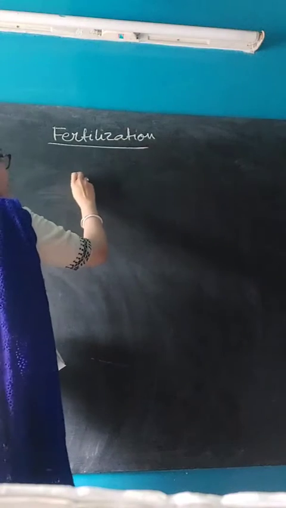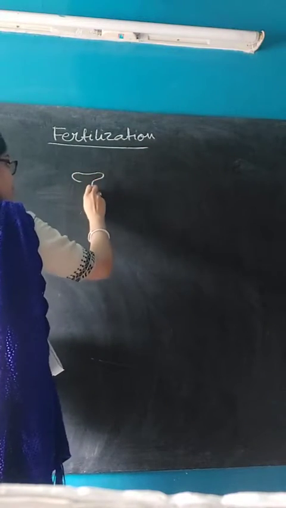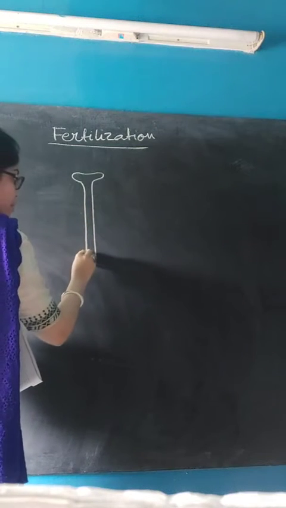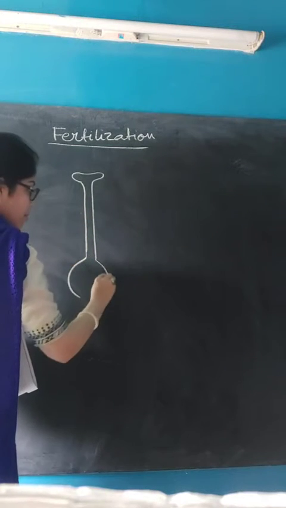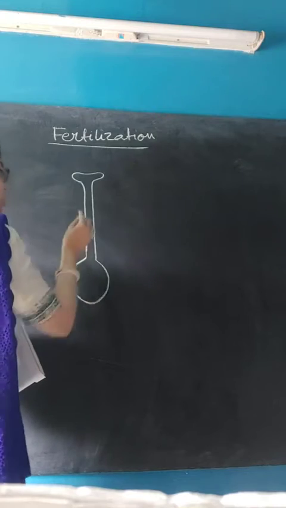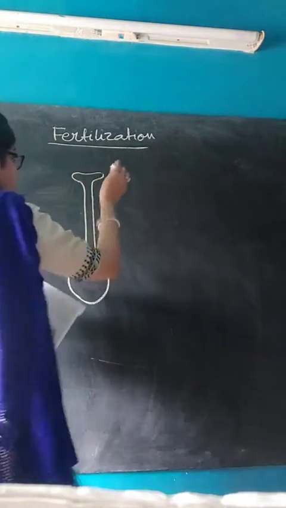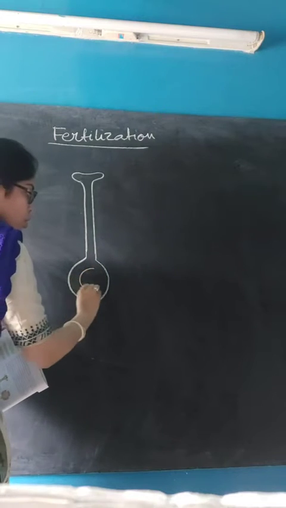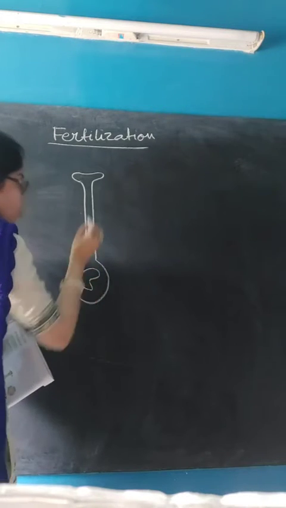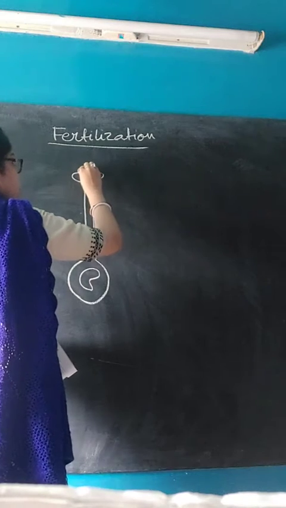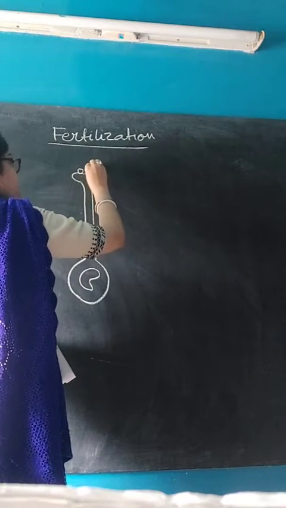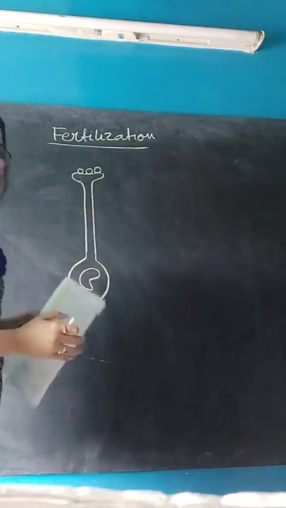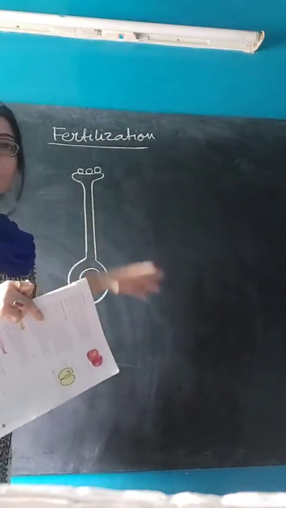Okay, so I am drawing the female reproductive part. So this part is the stigma, style and ovary. So you all know this, right? Now what happens after pollination? Pollen grains are kept on the stigma, or they are dropped on the stigma.